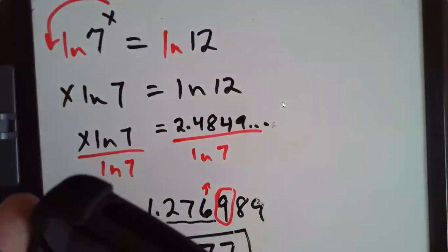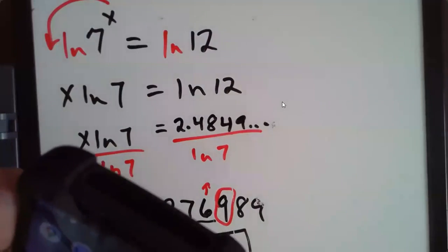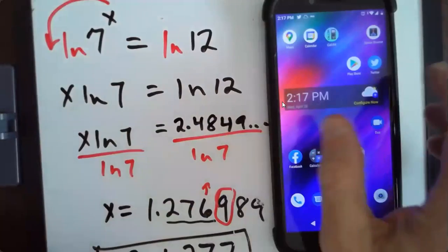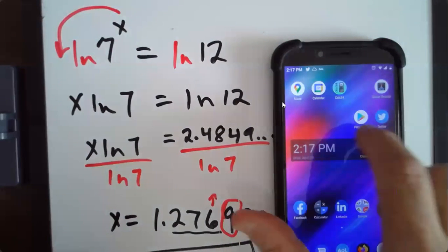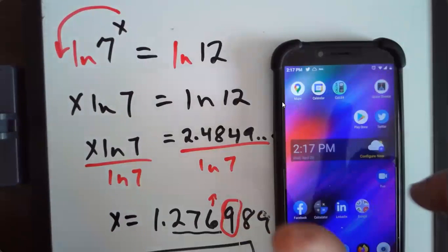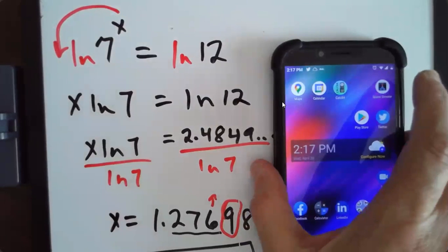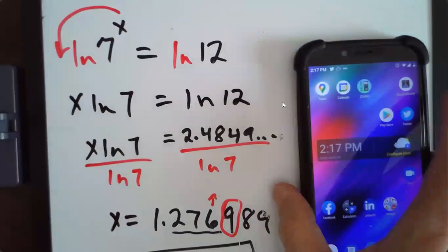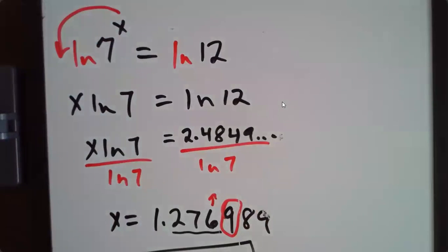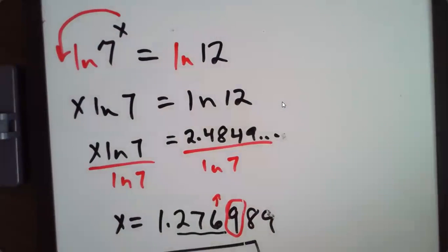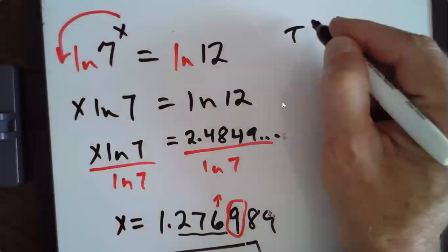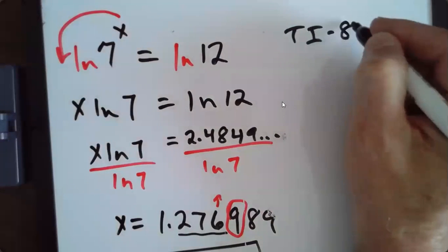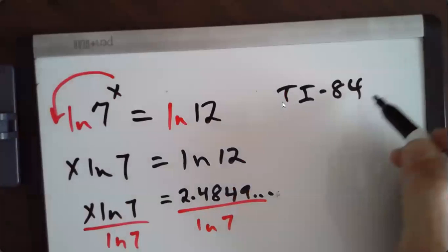Okay, I'll allow it, but keep in mind, this is what it looks like as an app. You just go to your app store and do a search on TI-84 calculator and put it on your cell phone, and then you can use that. It's free. It's called TI-84. You just put in a search for TI-84 calculator on your cell phone.